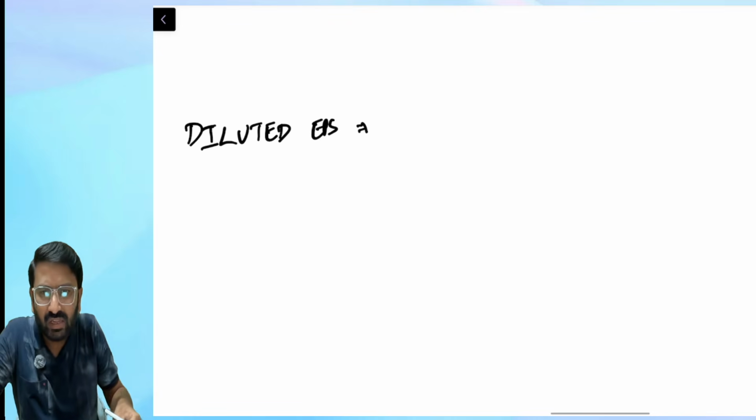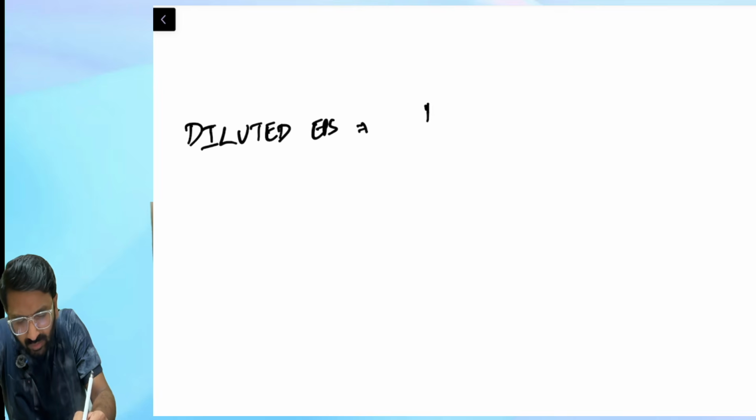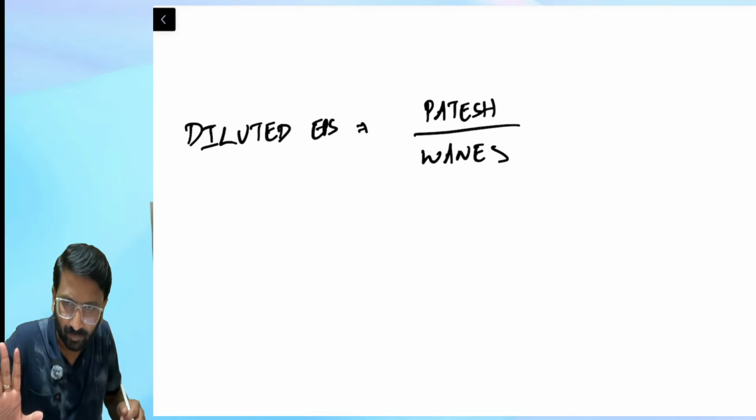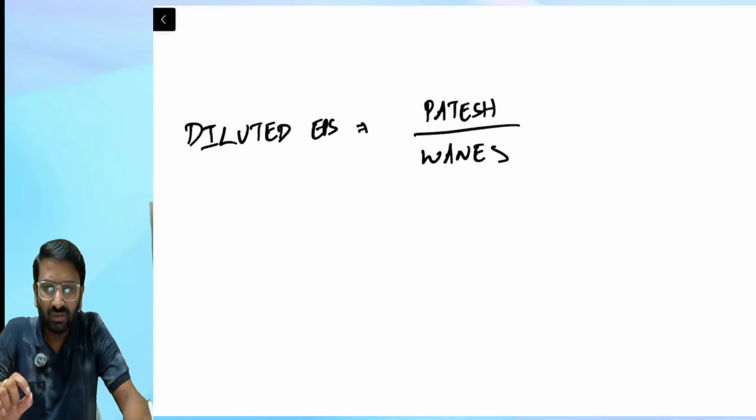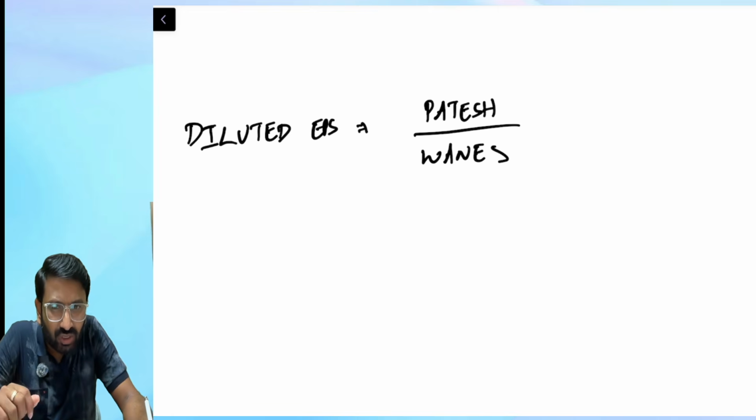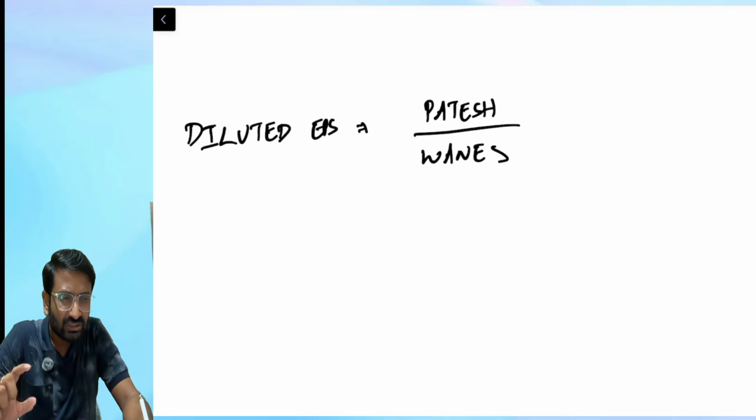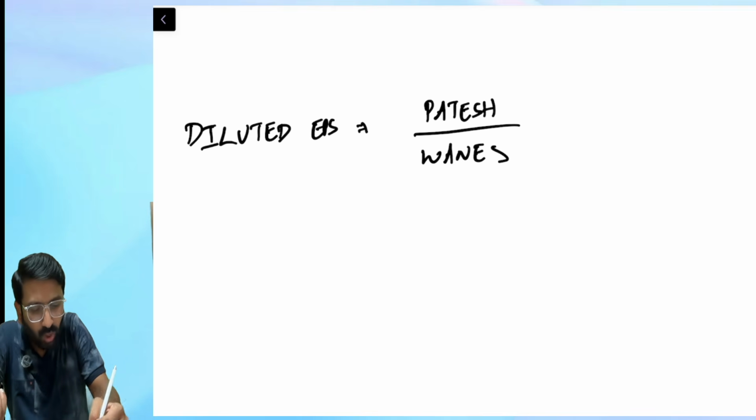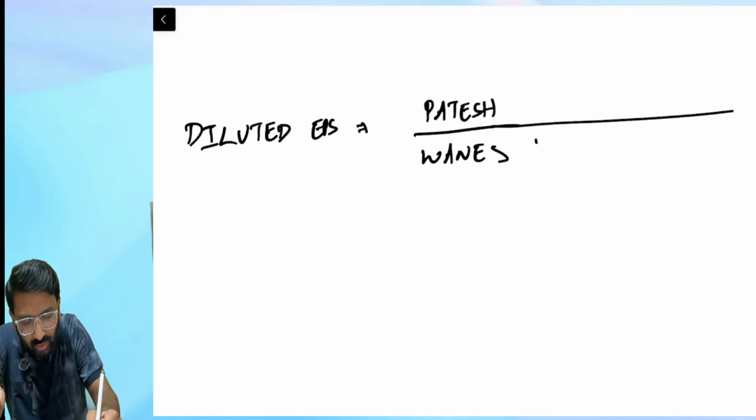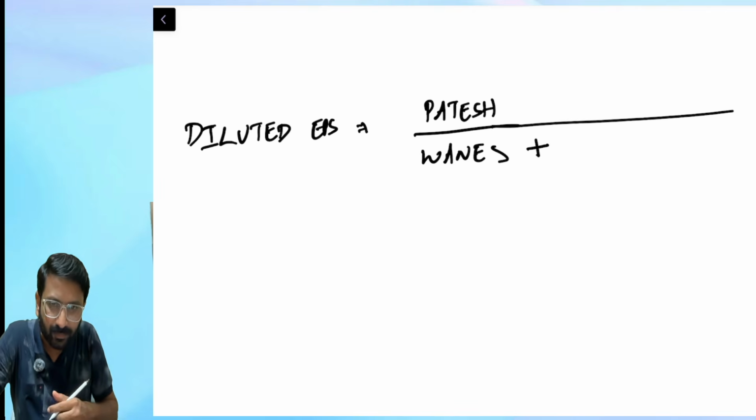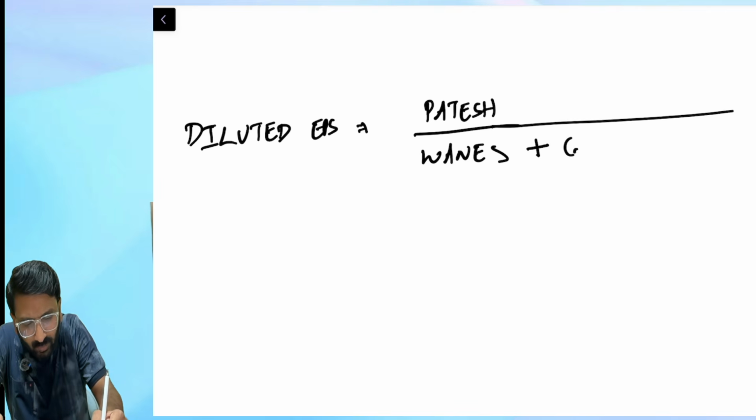Now, normally what is the formula for basic EPS? Profit available to equity shareholders divided by weighted average number. This is a normal formula. Now, there is a dilution happening because of what? Conversion of debentures or conversion of preference shares or options. So if you are converting debentures, what will happen to the denominator? So can I say denominator goes up? So in denominator, I'll add convertible debentures.